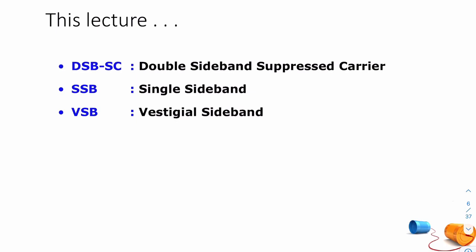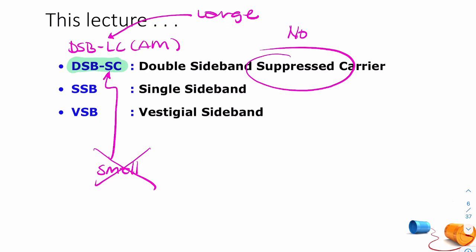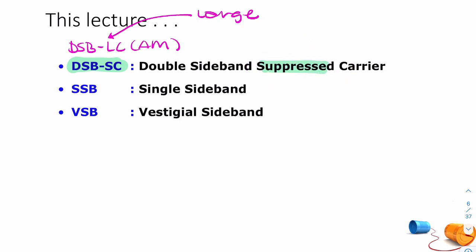Now today we're going to talk about three different variants of amplitude modulation that don't suffer the same disadvantage. They come with a range of different advantages and disadvantages. So we're going to speak first about DSB-SC. Now, if you compare that with DSB-LC, that's the AM that we're familiar with, the L in DSB-LC stood for large. So DSB-LC is DSB with a large carrier component. Now the S in DSB-SC doesn't refer to small. It stands for suppressed. And suppressed means no carrier. So DSB-SC means double sideband without a carrier. Okay, so we're talking about no carrier. Not small carrier, but no carrier.